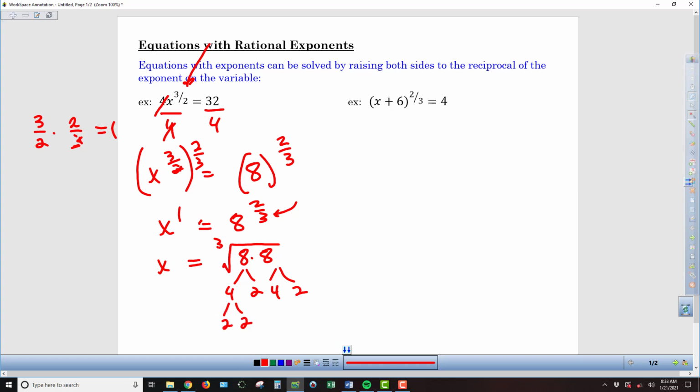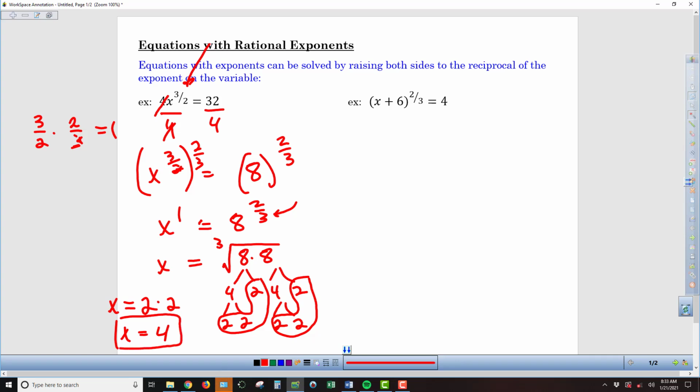But if we factor tree this couple of 4s into 2s, there's 1, 2, 3 2s. It's going to come out as a 2. There's another set of 2s that's going to come out as a 2 and multiply the other one. So our final result on this one is x equals 4.